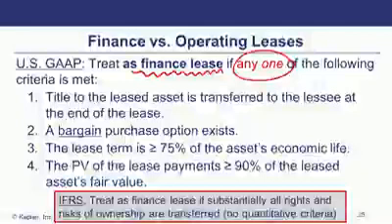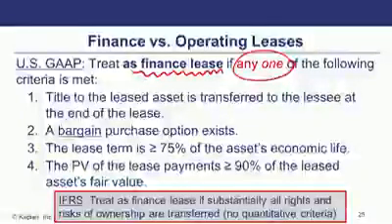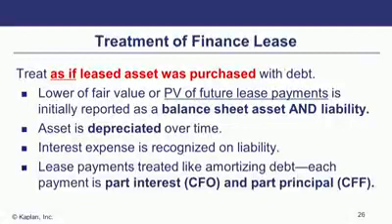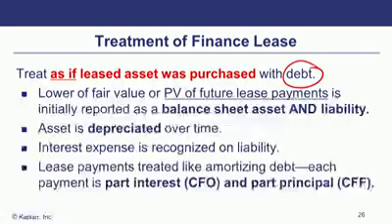IFRS doesn't have quantitative criteria like this. It simply talks about the rights and risks of ownership transferring essentially from the lessor to the lessee. Now, of course, if we have a finance lease, then essentially what we're trying to do is create the illusion that we've purchased an asset and we've used debt to finance that acquisition. So we're going to record an asset in the balance sheet, we're going to record a liability, a debt instrument in the balance sheet. And in fact, our debt instrument is going to need to be split between current liabilities, being next year's principal payment, and long-term liabilities, being principal payments falling due after more than 1 year.